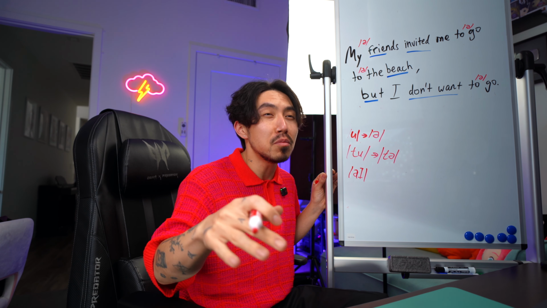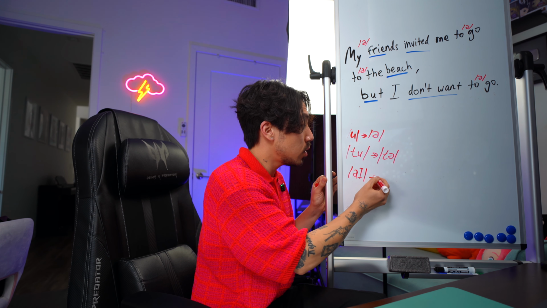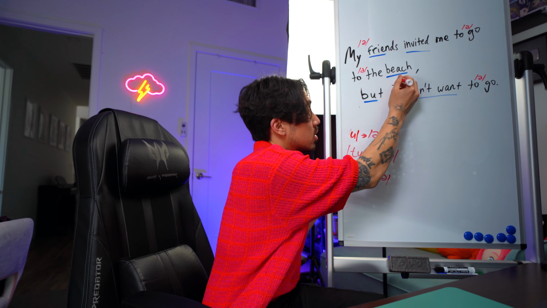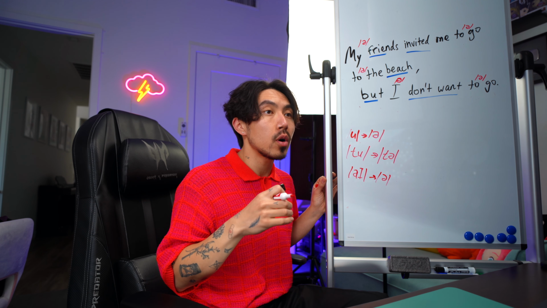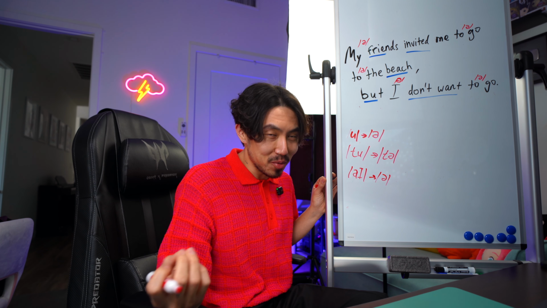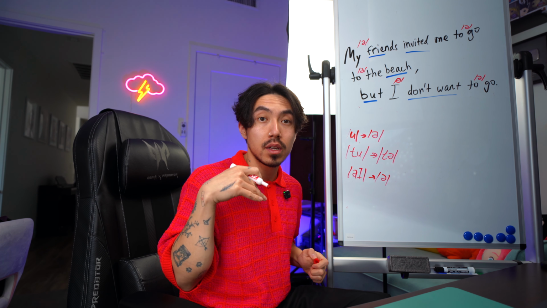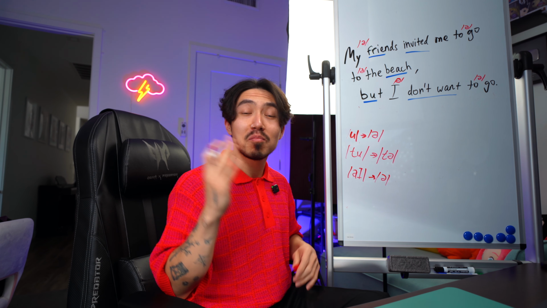My friends. And this word right here, this word I, is also the same sound, and we're gonna do the same thing. But I don't wanna go, I don't wanna go, right? So we're not gonna say I. I is two vowels in one. We call that a diphthong. No, we're just gonna replace it with one.